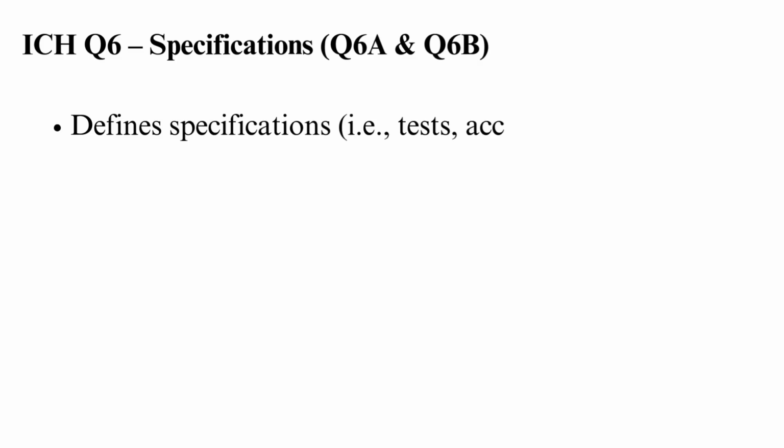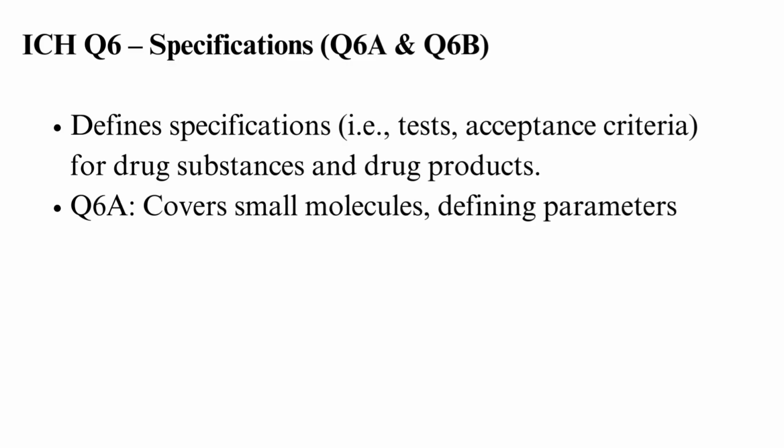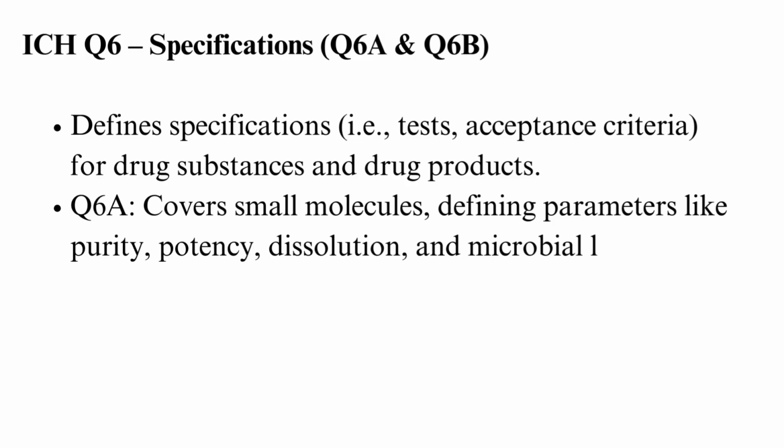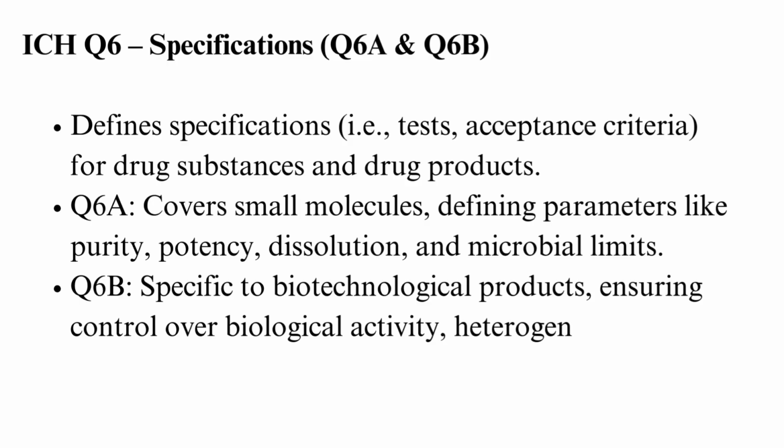ICH Q6 Specification. Q6A to Q6B define specifications and test acceptance criteria for drug substances and drug products. Q6A covers small molecules, defining parameters like purity, potency, dissolution, and microbial limits. Q6B is specific to biotechnological products, ensuring control over biological activity, heterogeneity, and immunochemical properties.